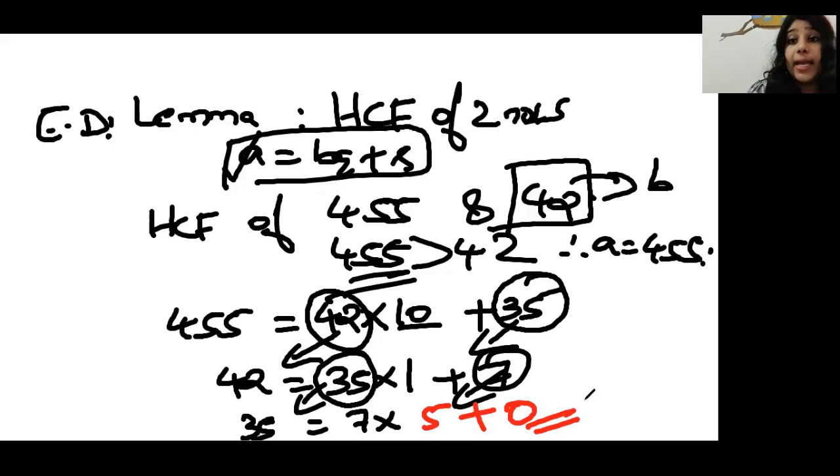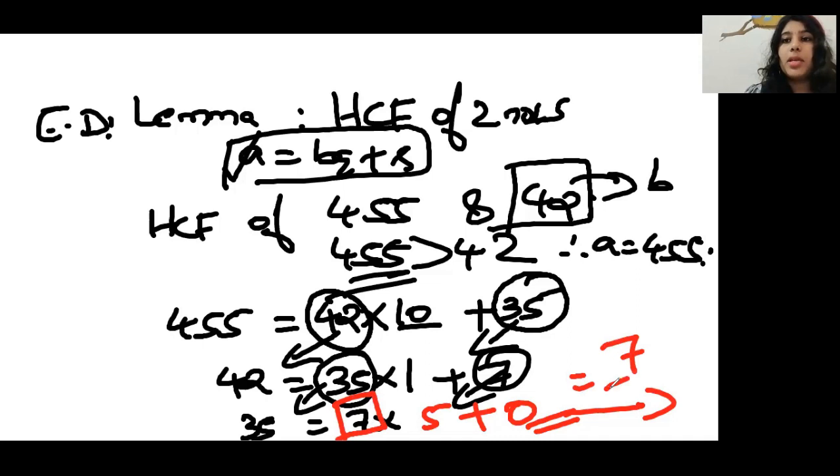So in the last step of remainder, the B that I'm getting will be my HCF. Okay, in the last step, the value of B here is what? 7. So 7 is the HCF of 455 and 42. Clear, everyone?